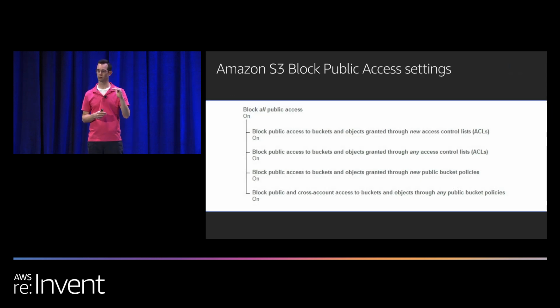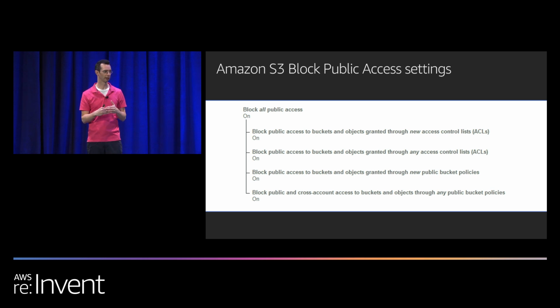So when we talk through the different settings here, it goes back to the ACL and bucket policy discussion we had before. If I want to block any new public access control lists from being put into my bucket, I enable that first setting. That means if somebody tries to upload a public object, it will be blocked. It will be denied at that point.